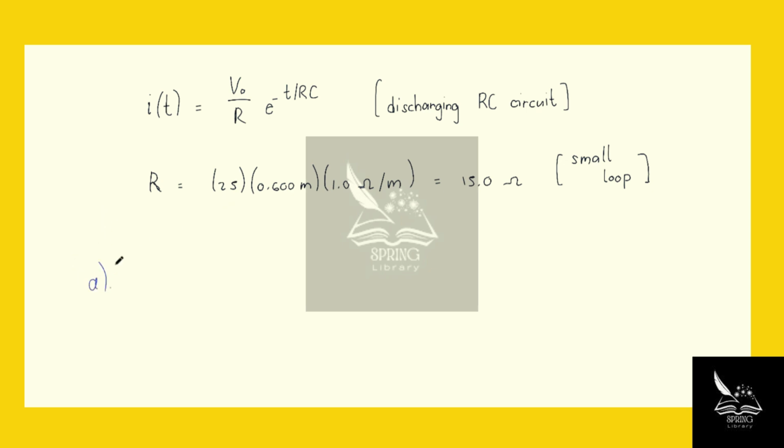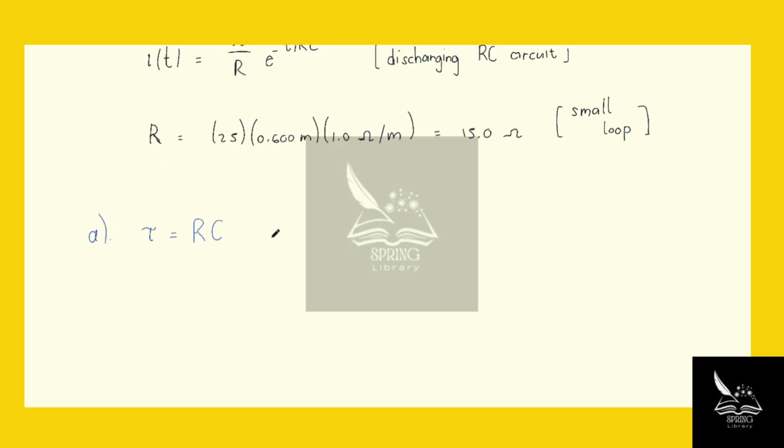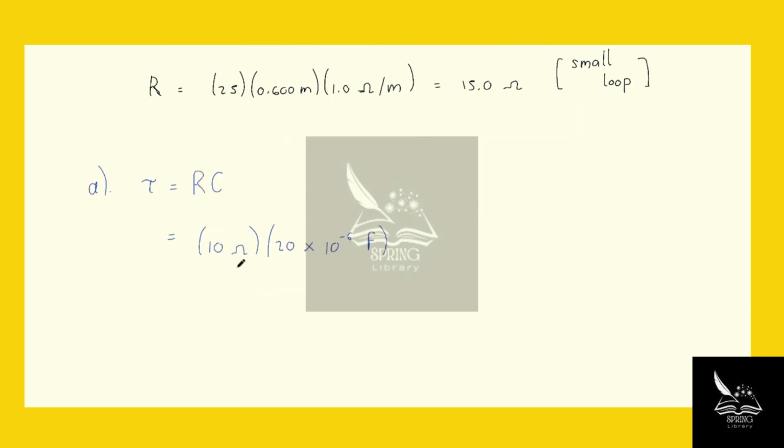So let's begin to solve the problem. In part A, we know the large circuit is an RC circuit, and an RC circuit has a time constant τ, which is equal to R times C. And this is equal to a resistance which is given as 10 ohms times the capacitance of 20 microfarads, or 20 times 10 to the minus 6 farads, which gives us a time constant of 200 microseconds.